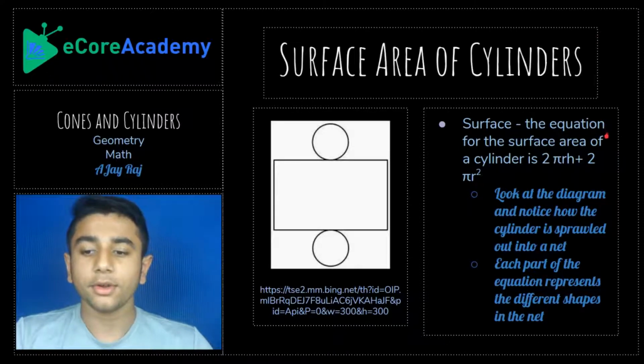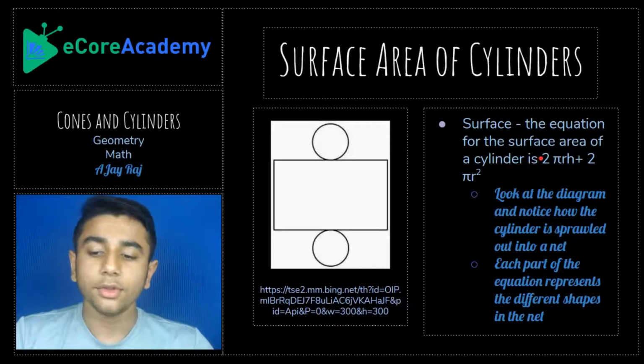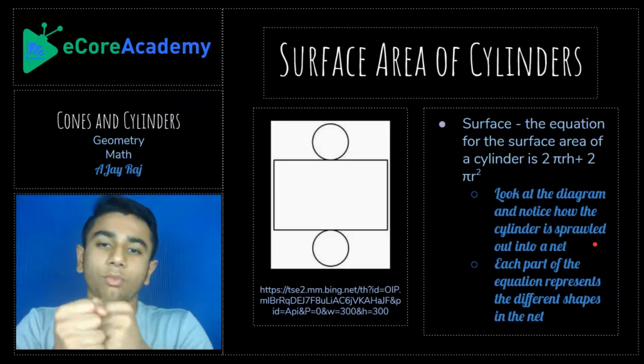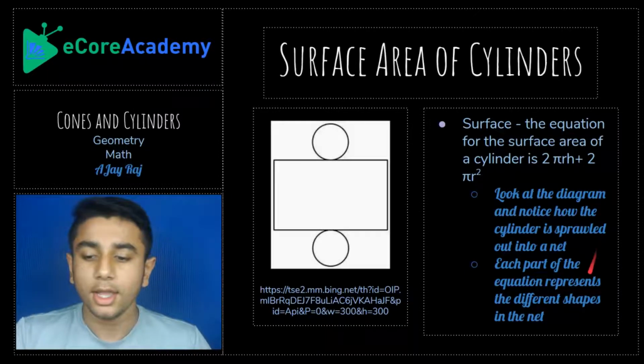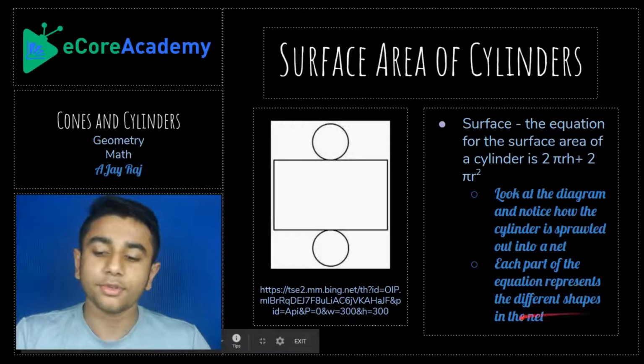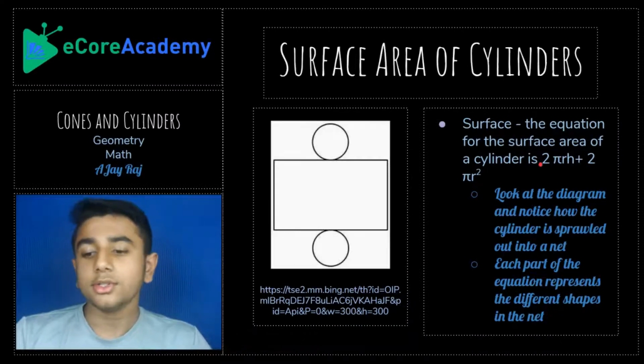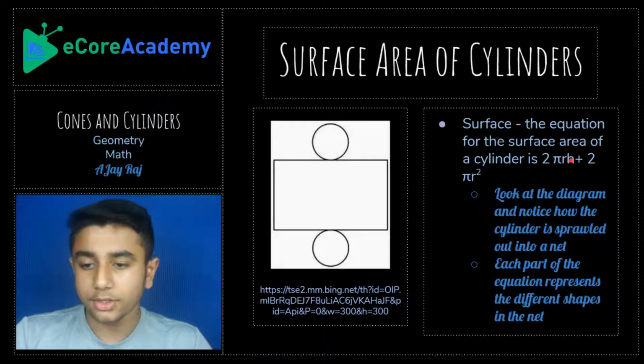The equation for the surface area of a cylinder is 2 pi r h plus 2 pi r squared. If you look at the diagram, you can notice how the cylinder is sprawled out, and that's actually called a net. Whenever you take a three-dimensional figure and unwind it into two-dimensional figures, you're showing the net of that three-dimensional figure. Each part of the equation represents the different shapes in the net, and that's also very important to know. As you can see here, you can see this 2 pi r h.